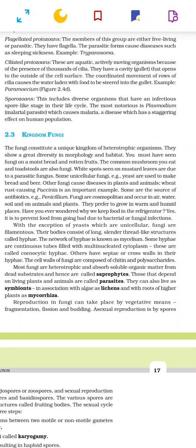Most fungi are heterotrophic and absorb soluble organic matter from dead substances and hence are called saprophytes. Those that depend on living plants or animals are called parasites. They can also live as symbionts in association with algae as lichens and with the roots of higher plants as mycorrhizae. Reproduction in fungi can take place by vegetative means: fragmentation, fission and budding.